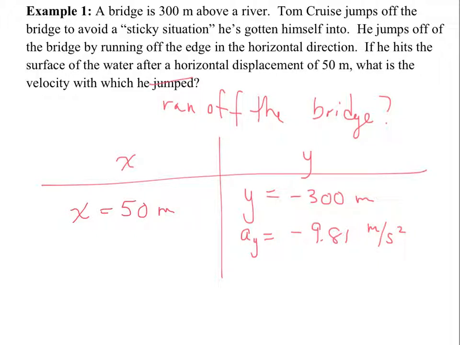Let me draw you a quick diagram in case you're confused as to what's happening. So here's the platform. Here's the water. This is a suspension bridge, with make-believe cables holding it up. Here's Tom Cruise, modeled as a point in space. He runs off the edge of it, and as a result ends up falling 300 meters, but ends up going out this way, 50 meters.